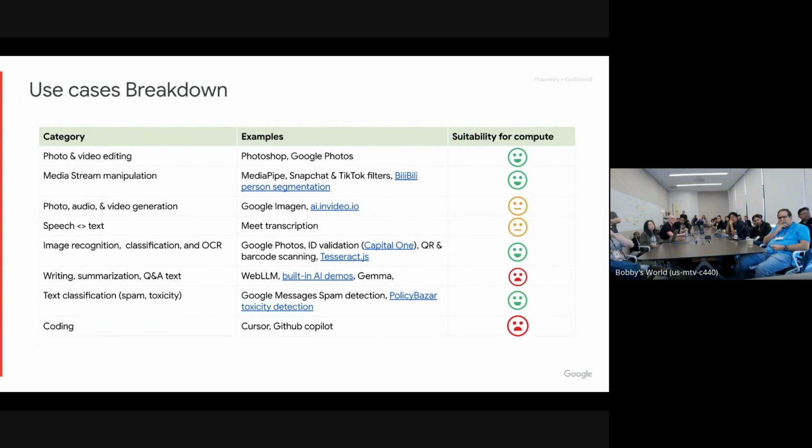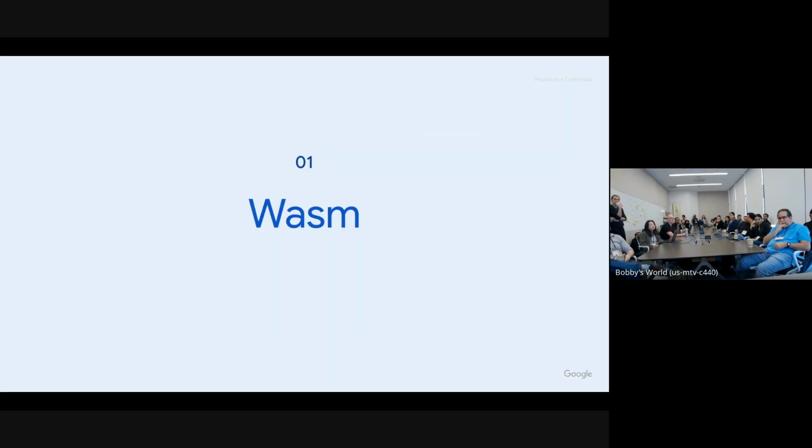Writing, summarization, and the kind of traditional LLM back and forth does not work that well. These models are extremely large and take up a lot of resources, which is a struggle for compute abstraction-based approaches. Text classification, like sentiment analysis, is much more tractable. Encoding, again, requires very long context windows and high quality, making it almost perfectly unideal for client-side compute abstractions. With that, we're just going to dive into each of the three different technologies.